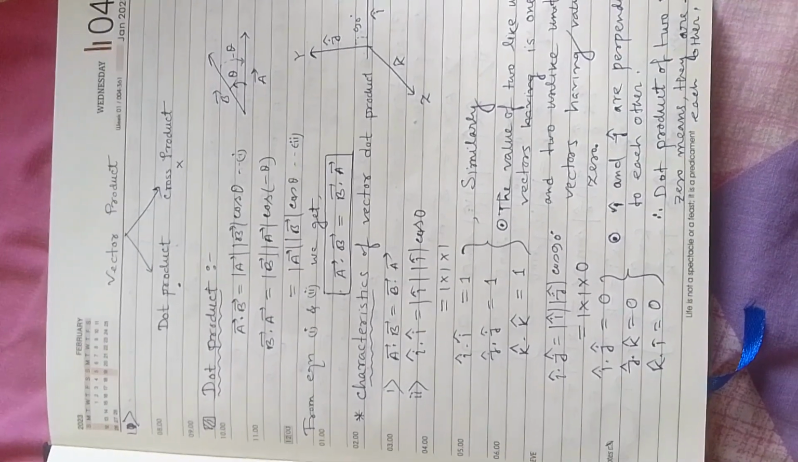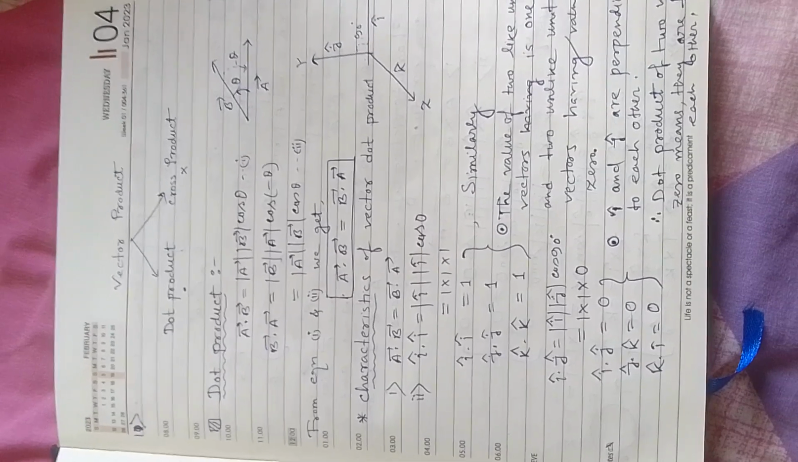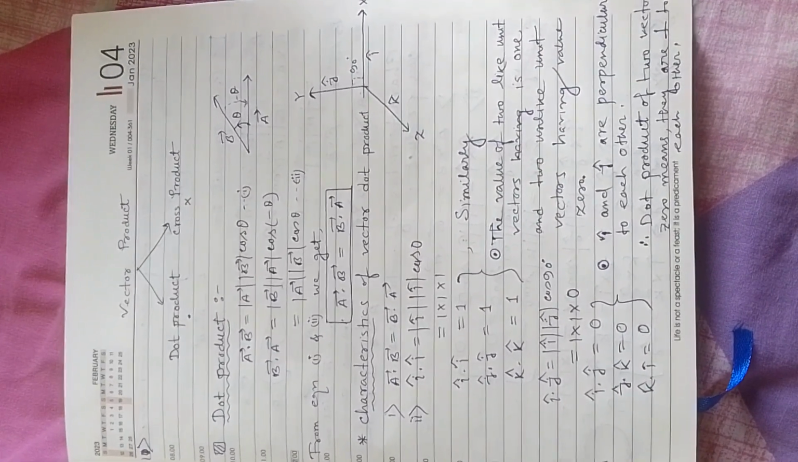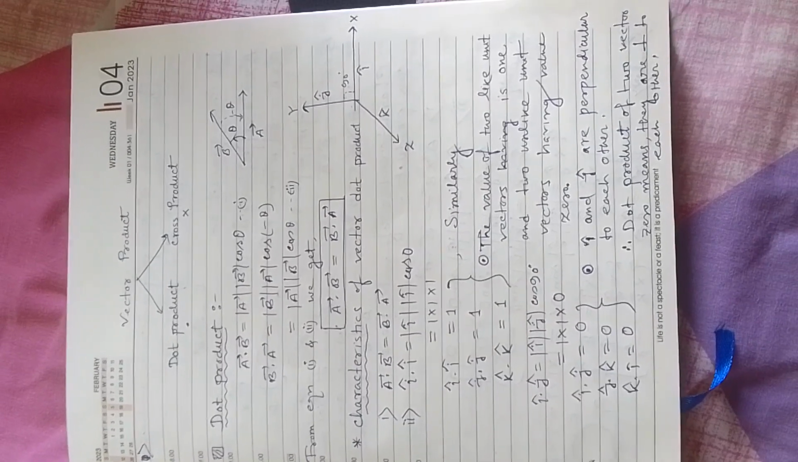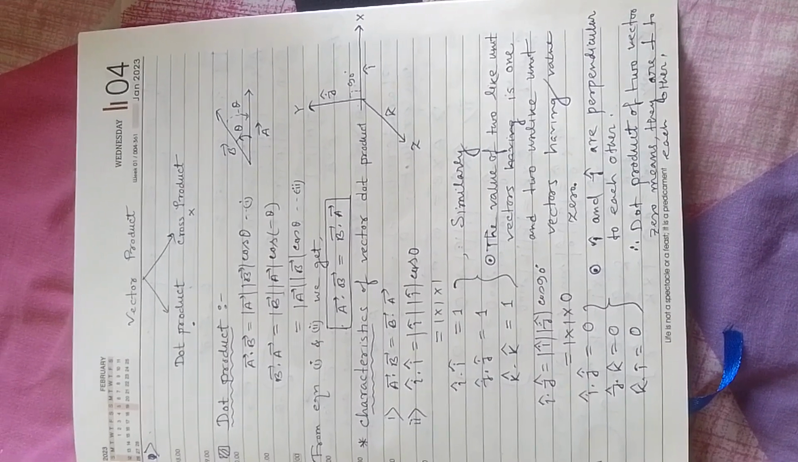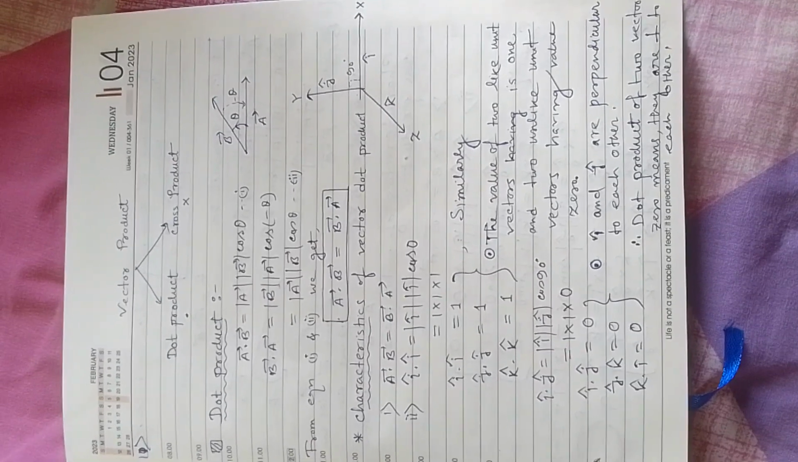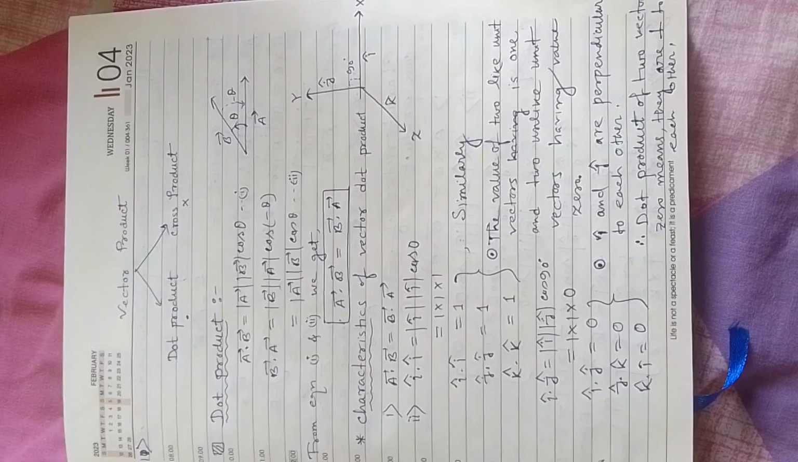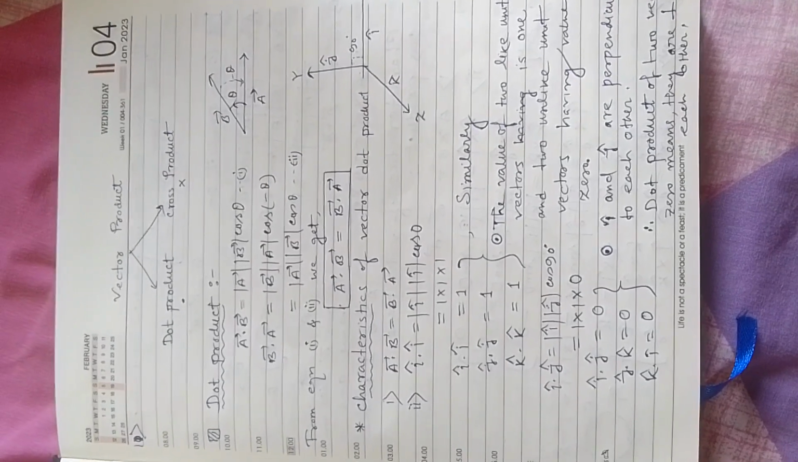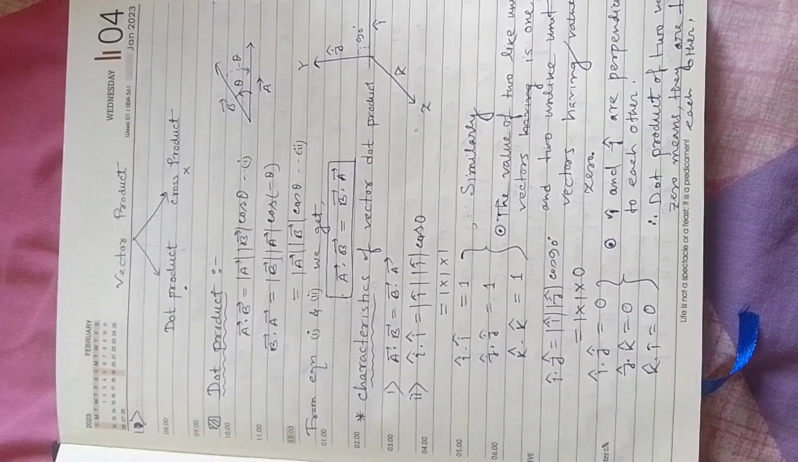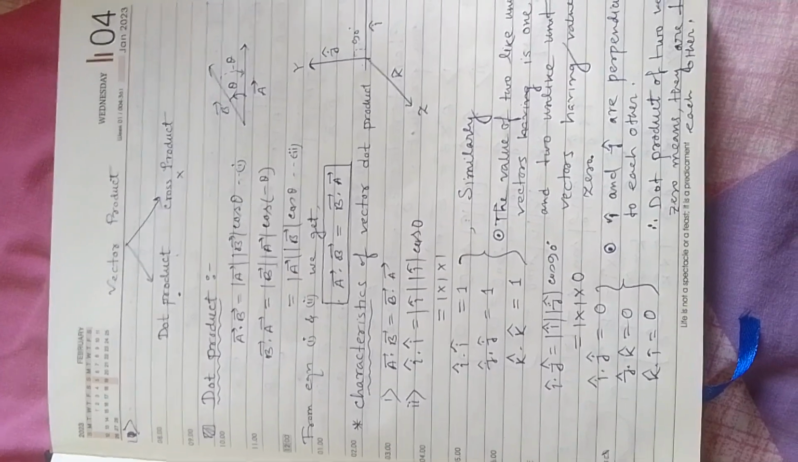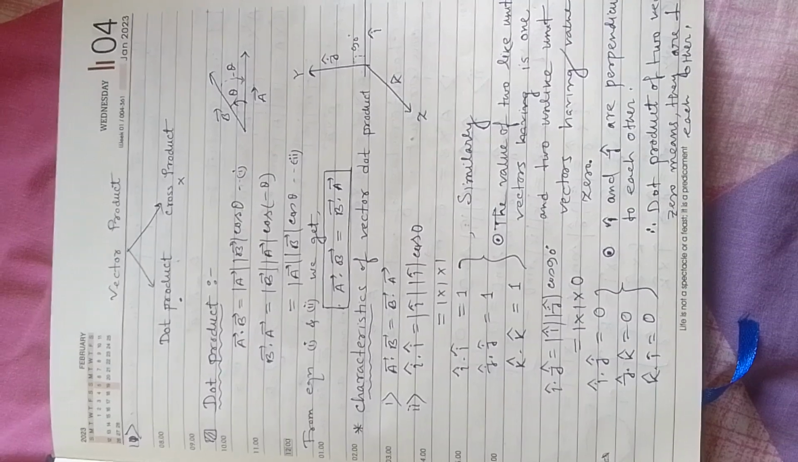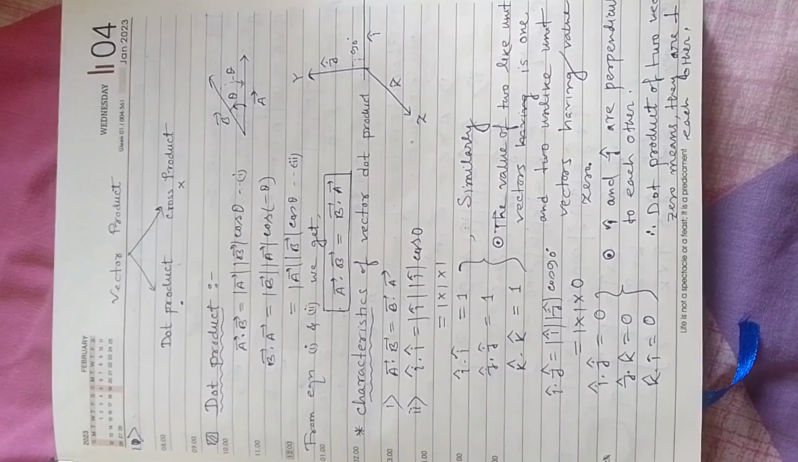If B vector shifts to A vector, then B vector dot A vector will be mod of B mod of A cos of minus theta. Here the angle is taken clockwise, that's why it is taken as minus theta. Therefore we can write down A vector into B vector cos theta, equation number 2. From equation number 1 and 2 it is clear that A vector dot B vector means B vector dot A vector.